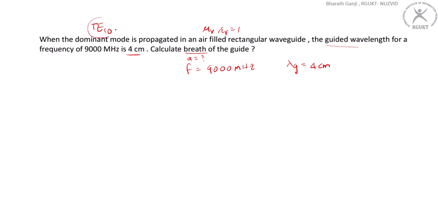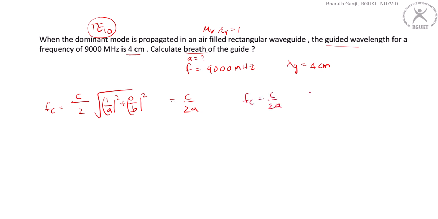Because it's the dominant mode that is traveling, we know that the cutoff frequency is given as c by 2 times the square root of (1 by a) whole square plus (0 by b) whole square, which gives me the answer c by 2a. If fc is c by 2a, then lambda c is c by fc, right? Because it's free space, it is simply c, so you get 2a. So I have the expression for lambda c.